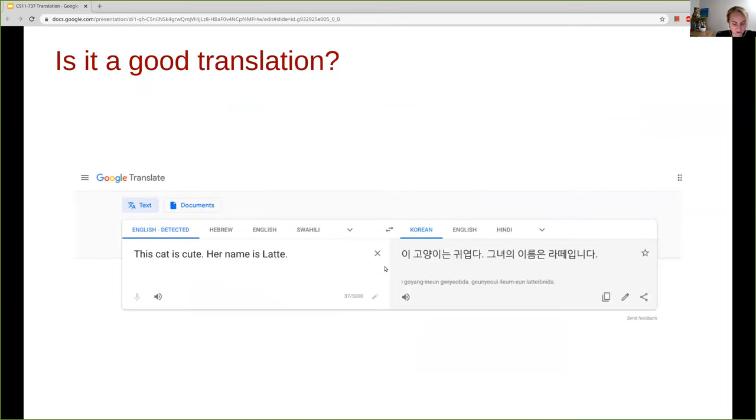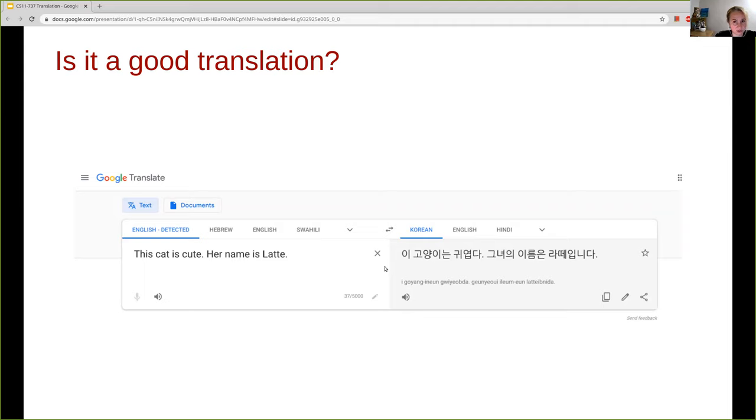So we covered the topics of what is machine translation, why it is hard, and what are existing data sets and how to mine for them. And the last topic of today's lecture is how to understand what is a good translation.